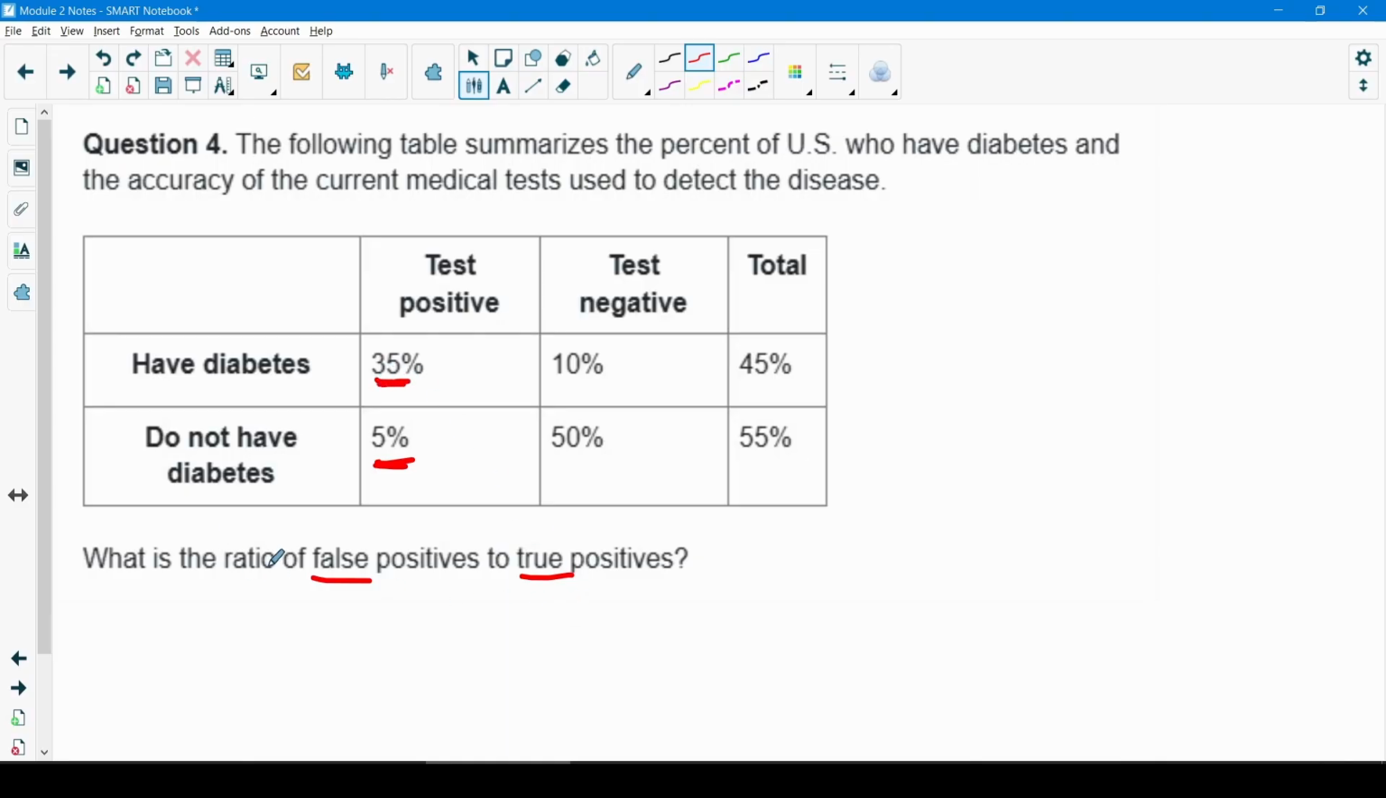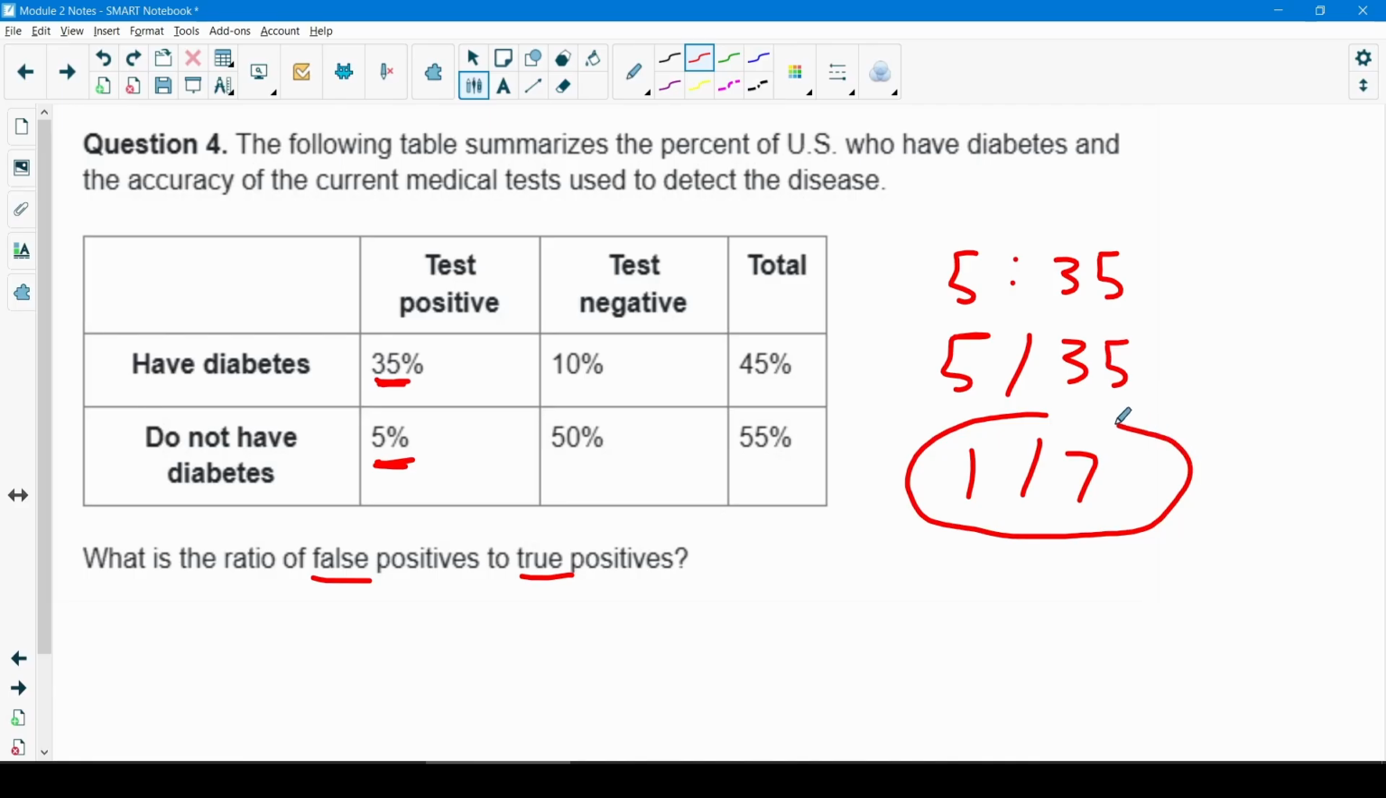And I'm going to write this as a ratio, right? So I'm just going to say 5 to 35. Or I could also write that as a fraction. 5 over 35, same thing. And my last step is I really just want to reduce this, reduce that fraction. I get 1 to 7 is the ratio.